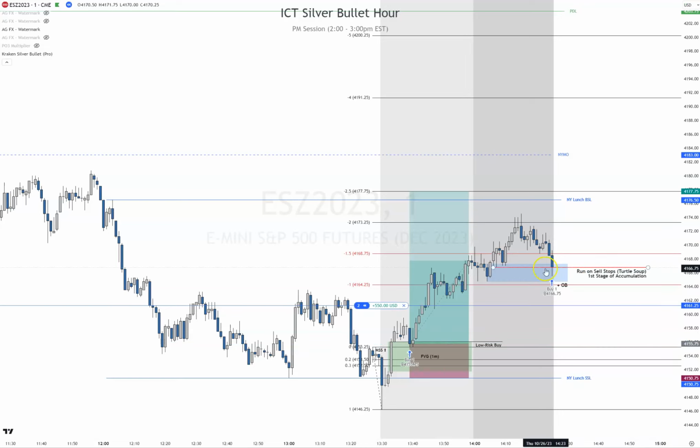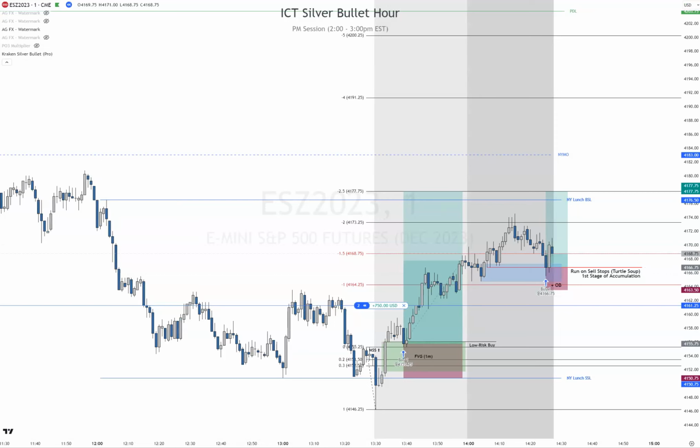So I'll call that the turtle soup entry, first stage accumulation in between the 1 and 1.5 standard deviations. We'll buy there, and let's put our target on. That's 11 handles, 11 points. Still going to the 2.5, which is basically right above our New York buy-side liquidity. Again, we took out New York lunch low. Now we're looking for New York lunch high. And we're going to keep going.